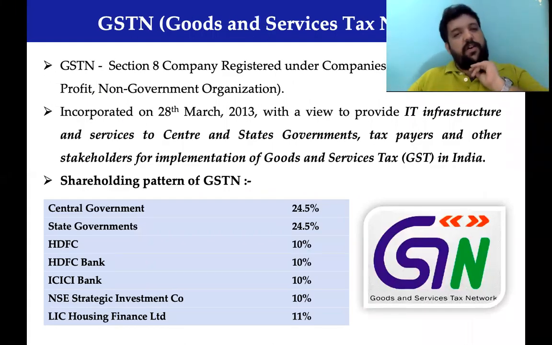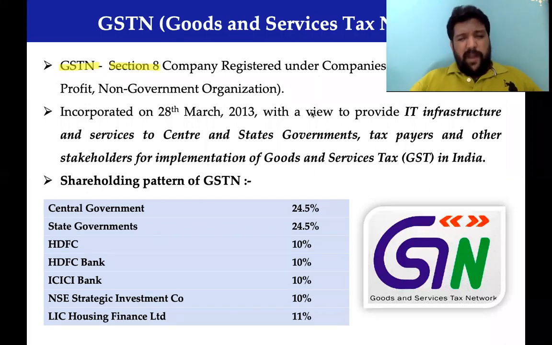There is a network constituted. A Section 8 company was incorporated, which is popularly called the Goods and Service Tax Network, GSTN. This is a Section 8 company, which means basically a not-for-profit company. The purpose of this company is just to provide IT infrastructure and services to the central government, state governments and taxpayers for a successful implementation of GST.